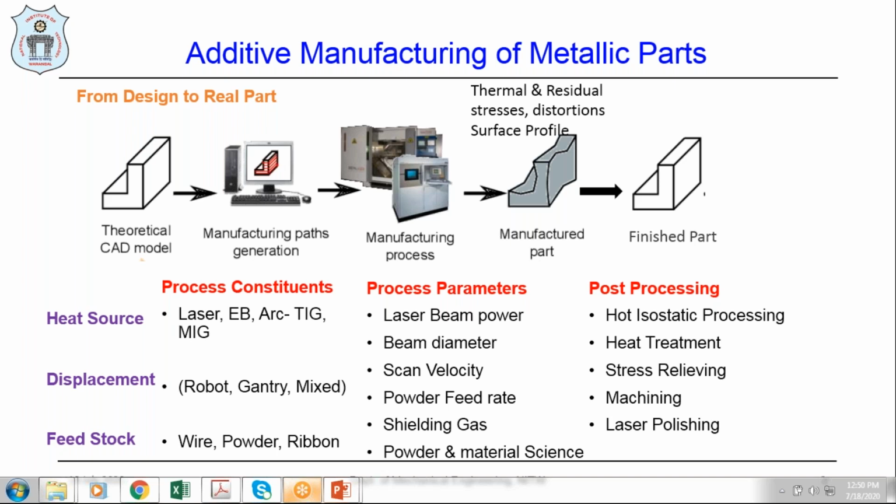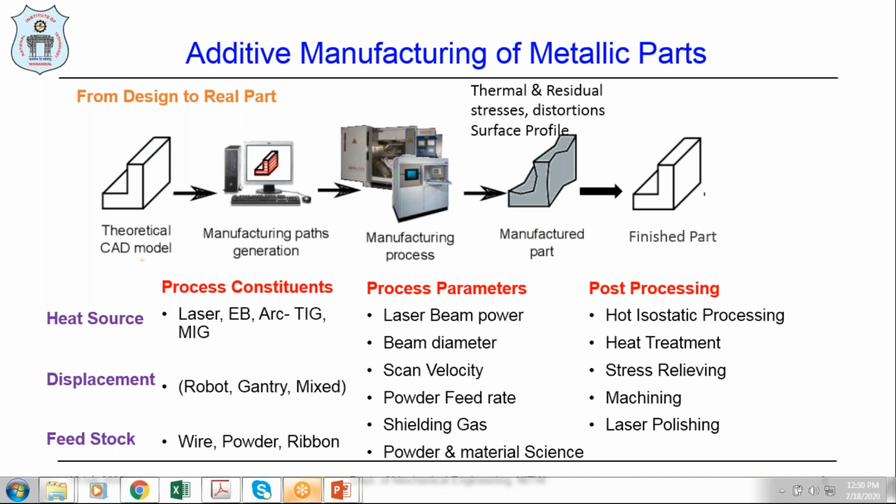And what are the displacement systems? The displacements are the robot, the gantry, as well as a mix of both robot and gantry. And the feedstock may be in the form of wire, powder, or ribbon. And it consists of process parameters. Yesterday, Mr. Lokesh discussed how these process parameters are very important when you are doing research, especially for academics and research-oriented institutes.